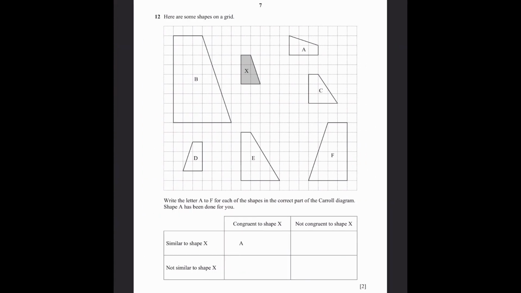Question 12. Here are some shapes on the grid. Write the letter A to F for each of the shapes in the correct part of the Venn diagram. Shape A has been done for you. Shape A is congruent to shape X, and also similar, because if it's congruent, it must be similar to shape X.